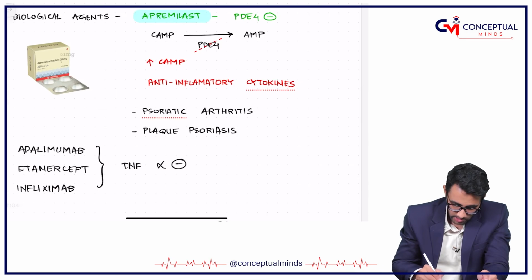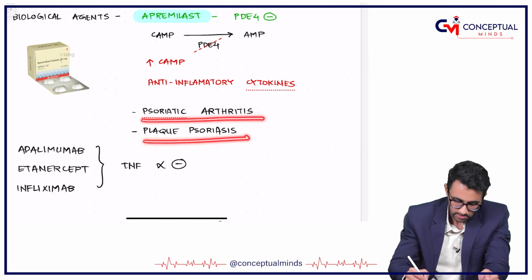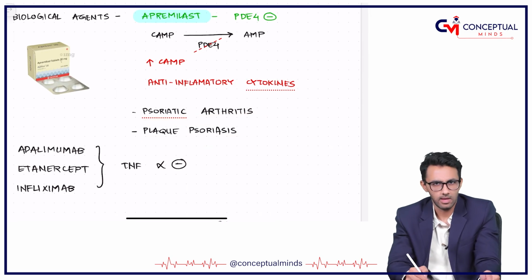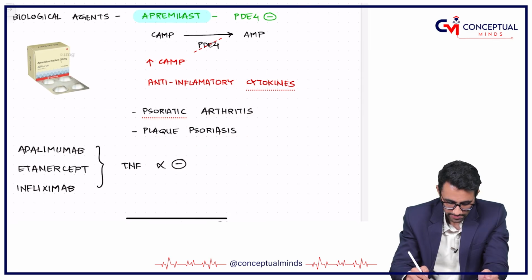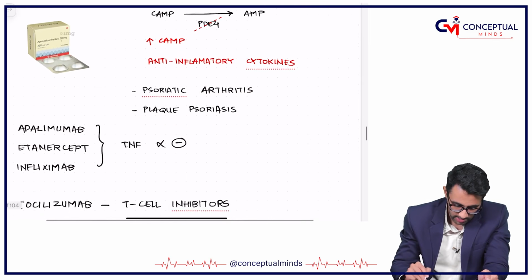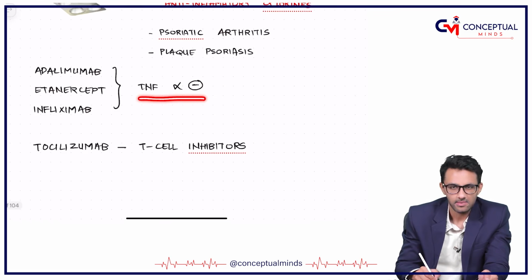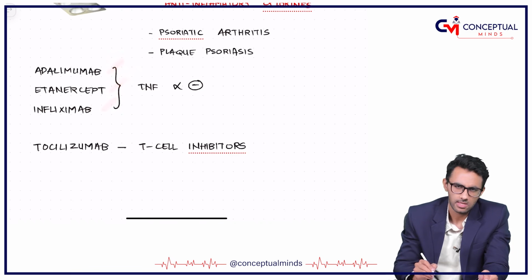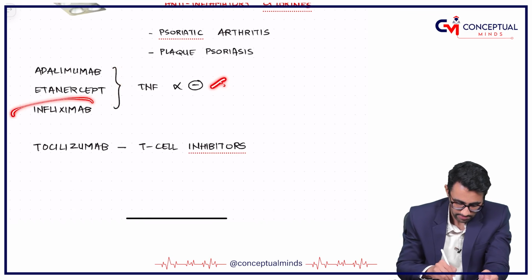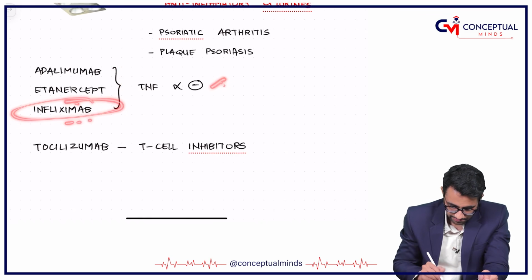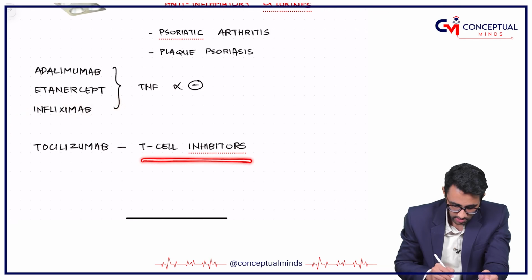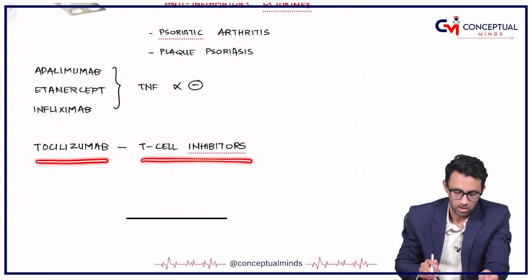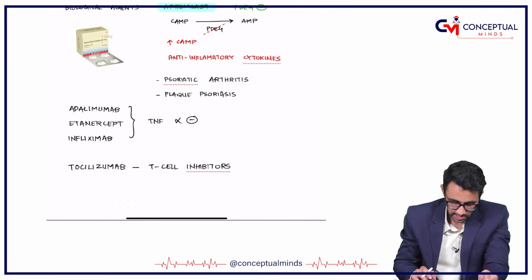The next one is for psoriatic arthritis and plaque psoriasis: we would use a PDE4 inhibitor, apremilast. How about the next ones? TNF alpha inhibitors: adalimumab, etanercept, and infliximab. These three are very potent, very powerful drugs. Infliximab is a monoclonal antibody. T-cell inhibitors include tocilizumab. That is it for the biological agents.